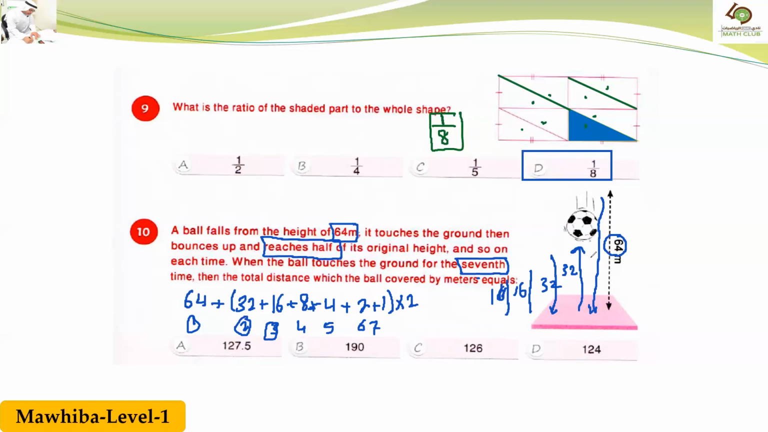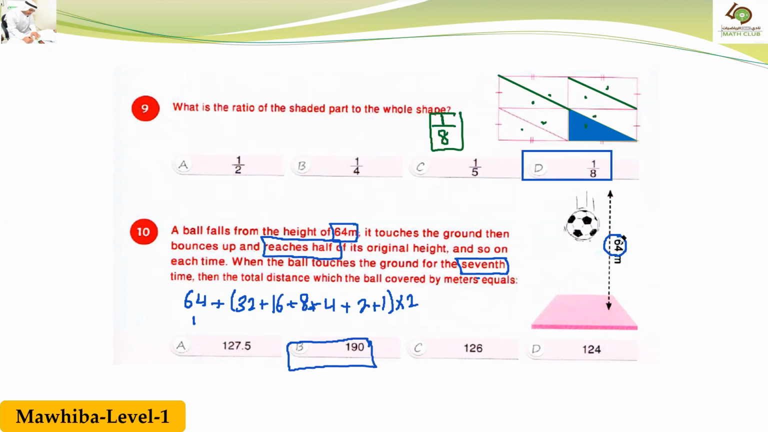Now, the first time the ball falls from the height, so we don't need 64 two times. So now 64 plus, we added here 32 plus 16 plus 8, and you multiply by 2. You calculate. Now it will be 190. The answer is 190, right? I was counting them. So the answer is 190.